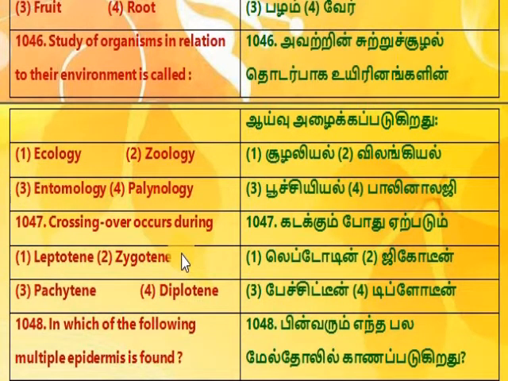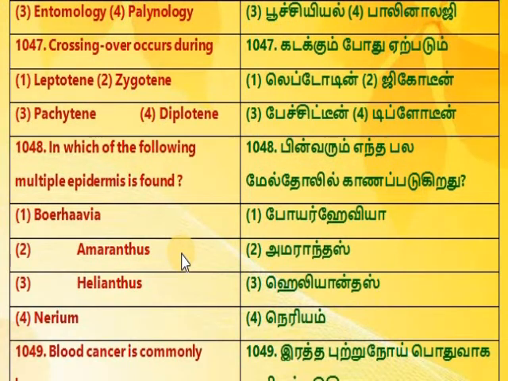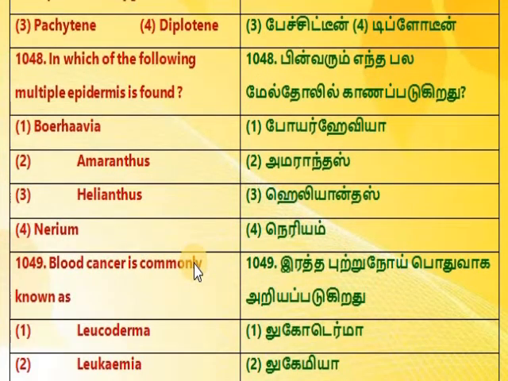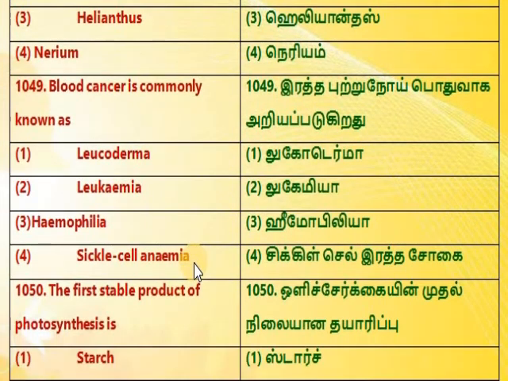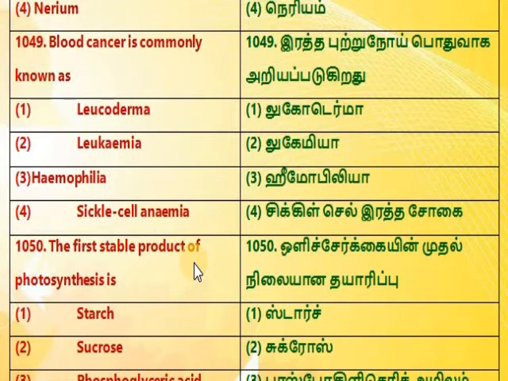1046. Study of organisms in relation to their environment is called 1. Ecology. 2. Zoology. 3. Entomology. 4. Palynology. 1047. Crossing over occurs during 1. Leptotene. 2. Zygotene. 3. Pachytene. 4. Diplotene. 1048. In which of the following is multiple epidermis found? 1. Boerhaavia. 2. Amaranthus. 3. Helianthus. 4. Nerium. 1049. Blood cancer is commonly known as 1. Leukoderma. 2. Leukemia. 3. Hemophilia. 4. Sickle cell anemia.